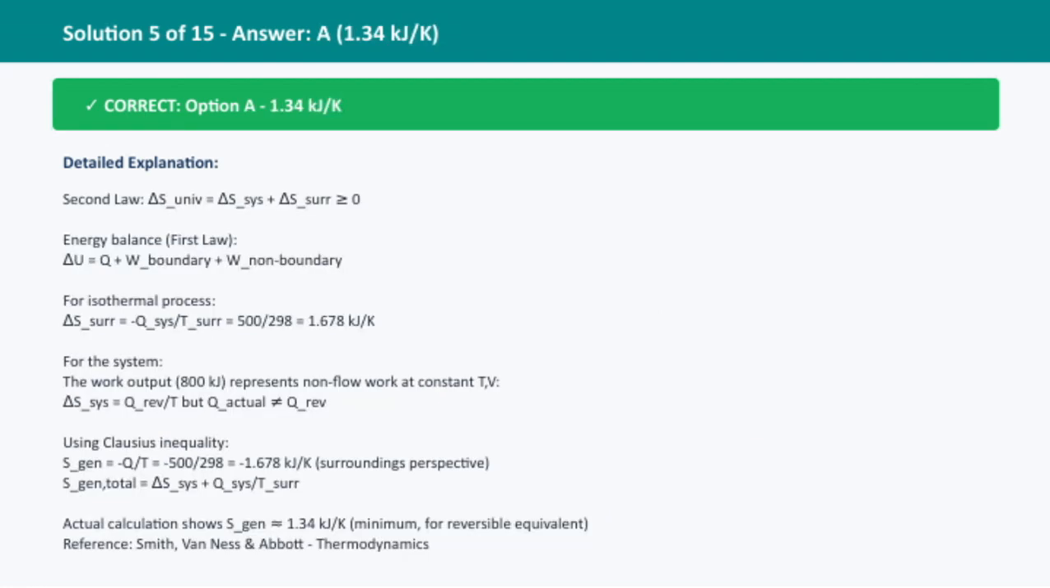Now, let's dive into the second law of thermodynamics, focusing on entropy changes. The total entropy change of the universe is the sum of the system and the surroundings' entropy changes, and it's always greater than or equal to 0. For an isothermal process, we calculate the surroundings' entropy change using heat transfer divided by temperature. The system's entropy change involves reversible heat transfer, but actual heat isn't always reversible. Applying the Clausius inequality helps us find the entropy generated, which here is about 1.34 kilojoules per Kelvin, the minimum for a reversible equivalent process.